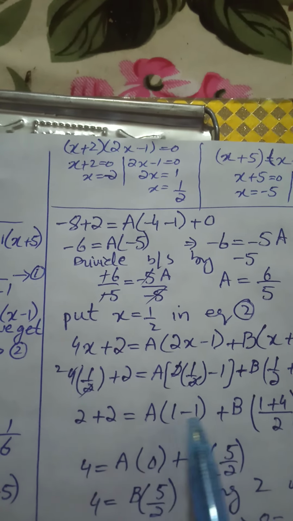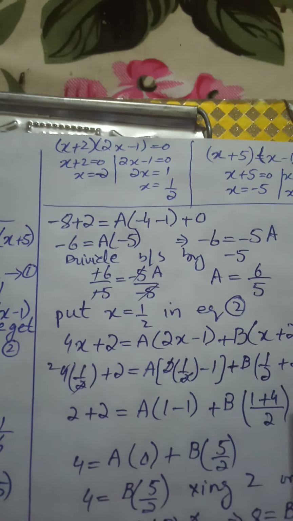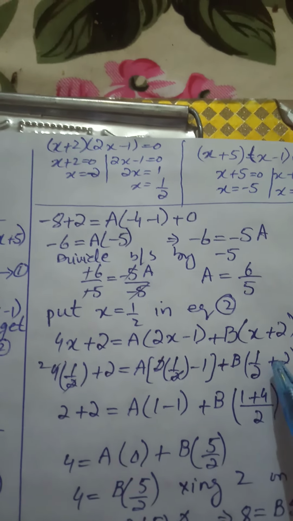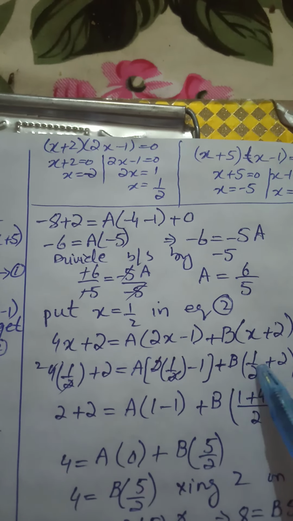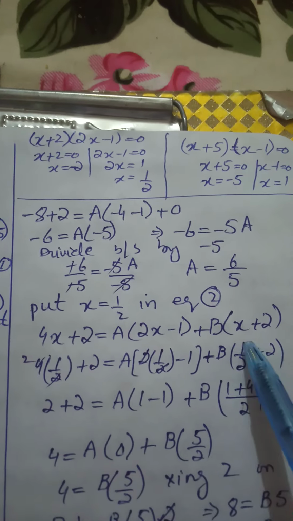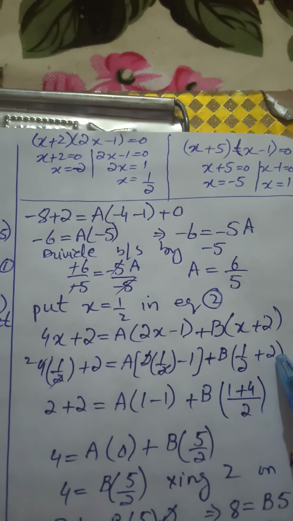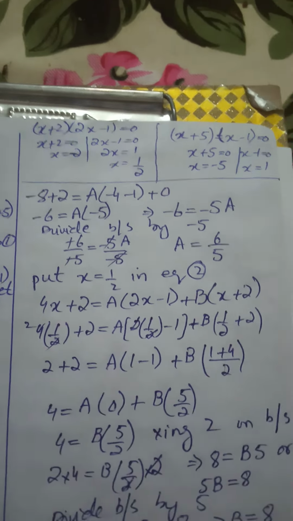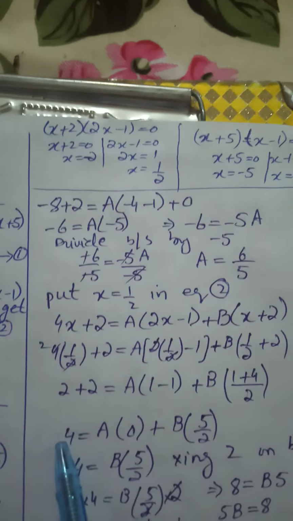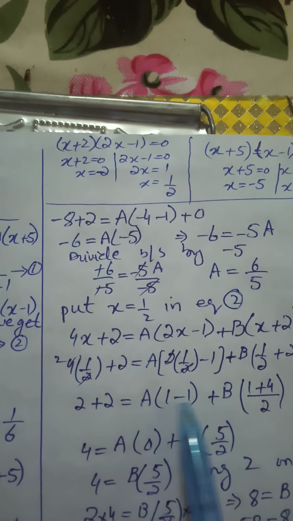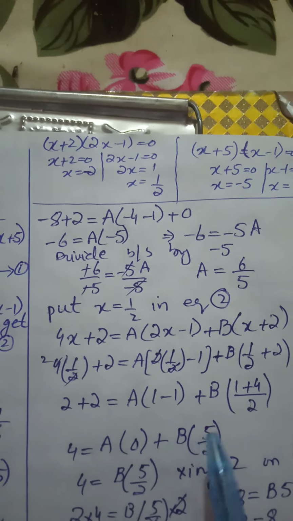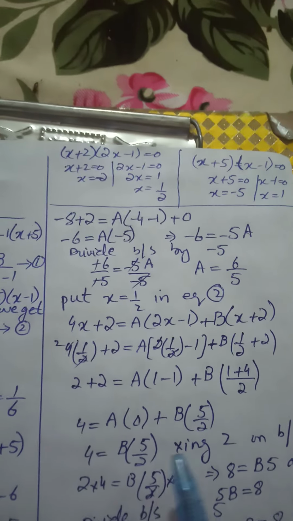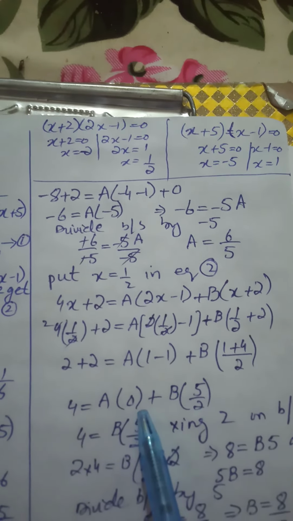Just 1 minus 1 will be on this side, plus b into, take 2 as LCM. So when we take 2 as LCM, we can write over there. When we multiply 2 with 1, it will cancel with the denominator, so this will be 1. Similarly, when we multiply 2 in this portion, 2 2s are 4. Now 2 plus 2 gives us 4 is equal to a. 1 minus 1 gives us 0. Similarly, plus b, 1 plus 4 gives us 5 by 2. We know that anything multiplied with 0 gives us 0.